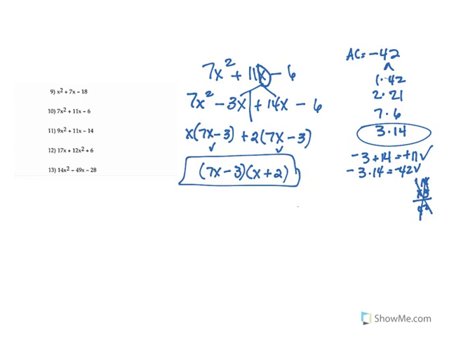And we can always check it by what? Distributing through. 7x squared plus 14x minus 3x minus 6. 7x squared plus 11x minus 6. Yep. And so you know you did it correct. Okay? So pause it and you do number 11.